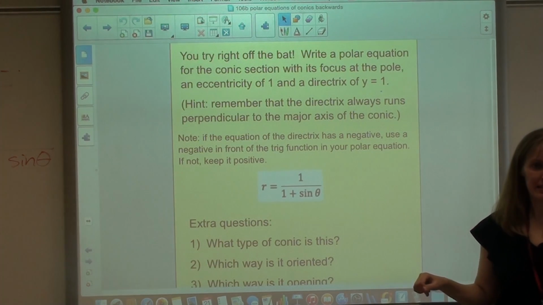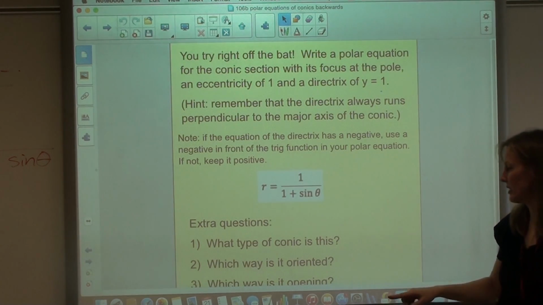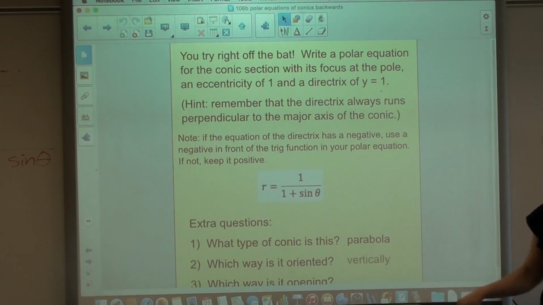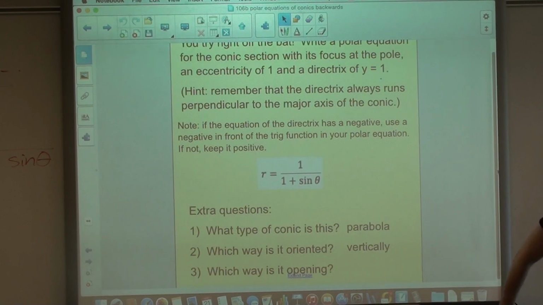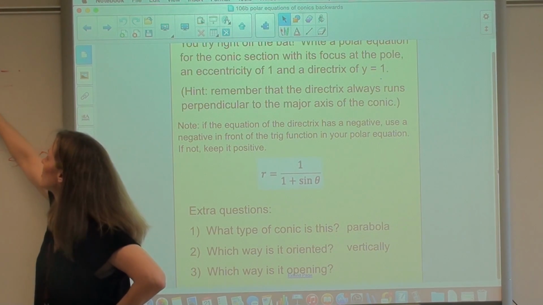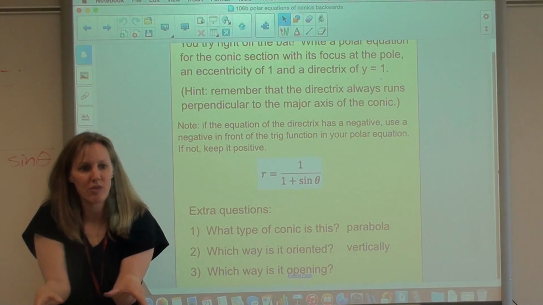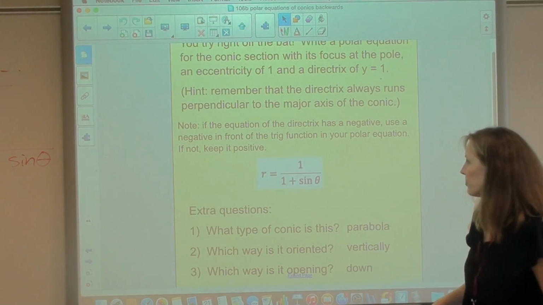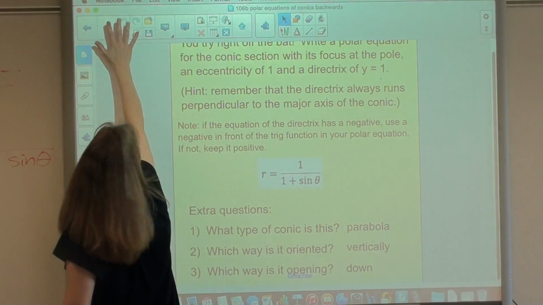What type of conic is this? This is a parabola, because the eccentricity is 1. Is this horizontal or vertical? Vertical. Okay, here's the question of the day. Is this parabola going to open up or open down? Down, because the directrix is above. It's opening down because the directrix is up above it, and the focus is here, so the parabola has to enclose the focus and open away from the directrix. So yep, it's opening down. All right. Is that it?